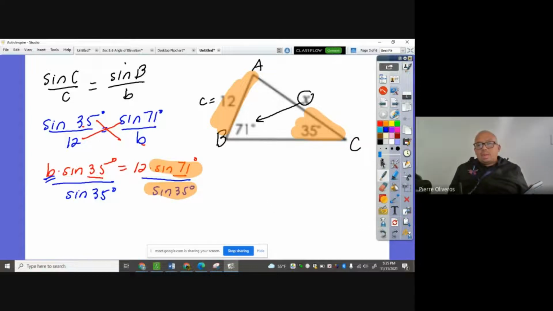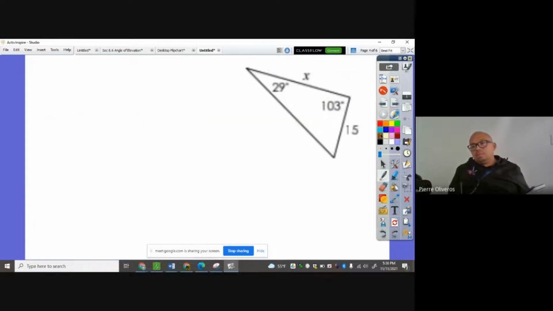So we just have to plug this into our calculator. I suggest to use parentheses: 12 sine 71, close, divide by sine 35 degrees. And that gives me B is approximately 19.8. So this one here should be 19.8. Kaboom.